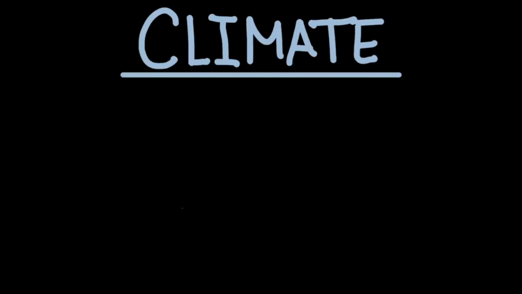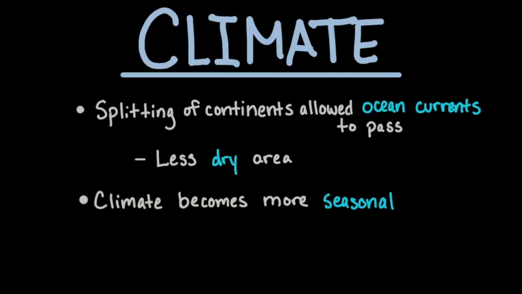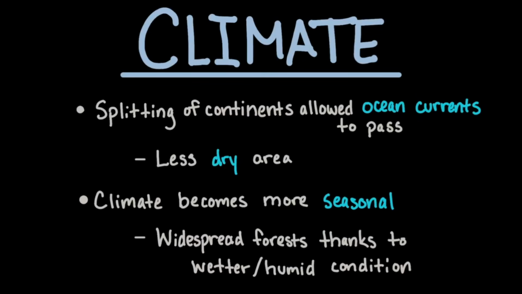The splitting of the continent allowed for ocean currents to pass. This resulted in less dry areas over the land. The climate became more seasonal and forests became more widespread, with wetter and humid conditions.